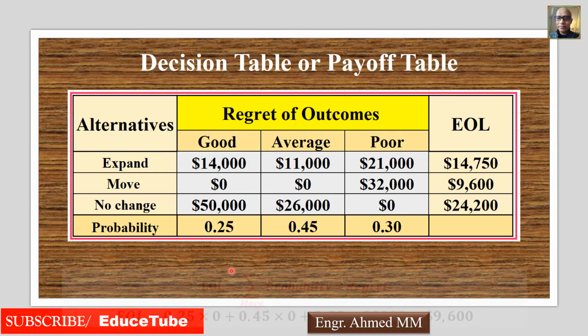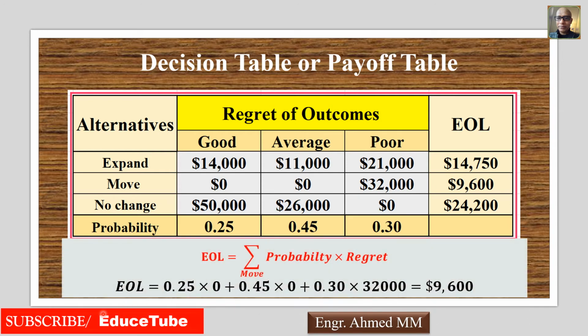Now we will find for the move. So EOL for the move, here I have written move. It will be like this. This is 0, this is 0, this is 32,000. So it comes 9,600. So this is the value.